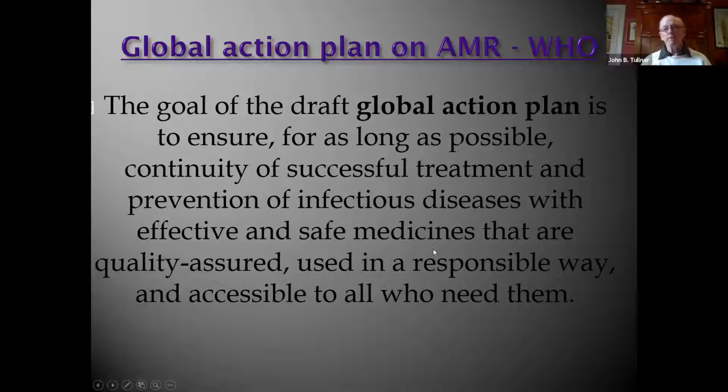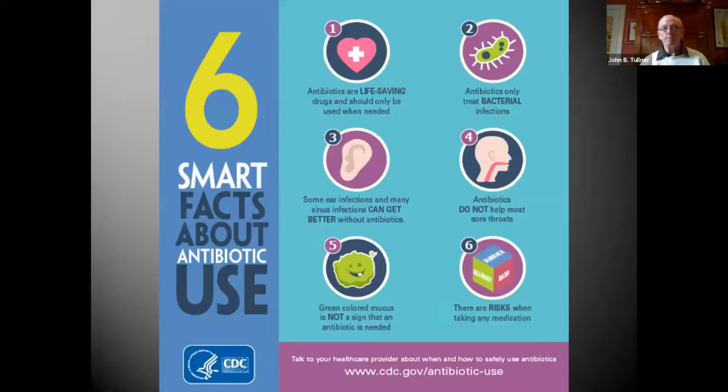This global action plan said a few things, but I'm going to read it to you because I want to make sure that we understand. The goal of this plan was basically to ensure, for as long as possible, continuity of successful treatment and prevention of infectious diseases with effective and safe medicines that are quality assured, used in responsible ways, and accessible to all who need them. Having said that, in many countries you can actually buy antibiotics over the counter. So this becomes a much harder problem to address, but it's important that it's being addressed worldwide, not just in the United States, not just in Europe, but worldwide.